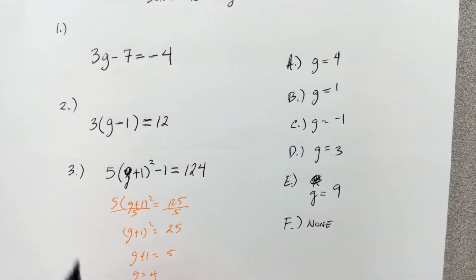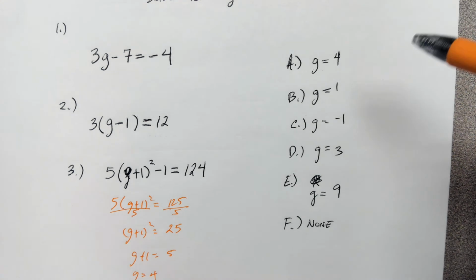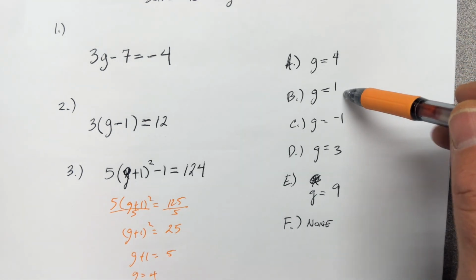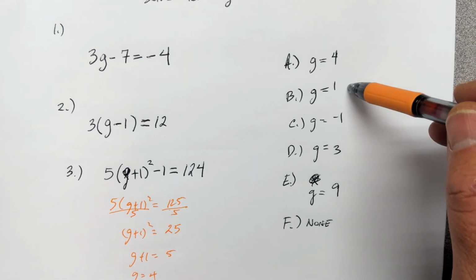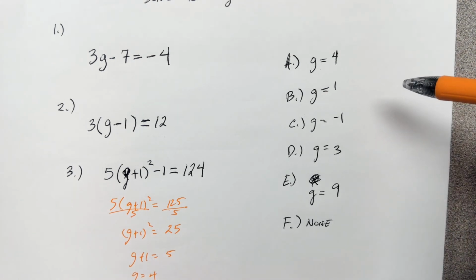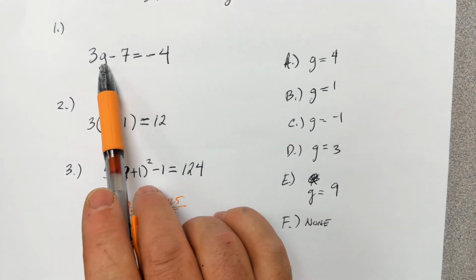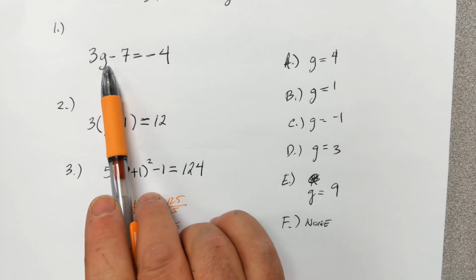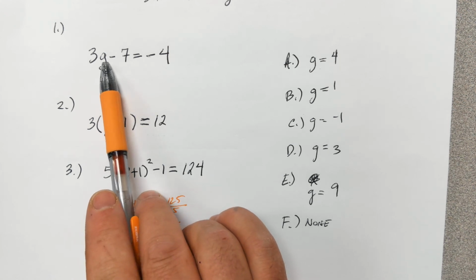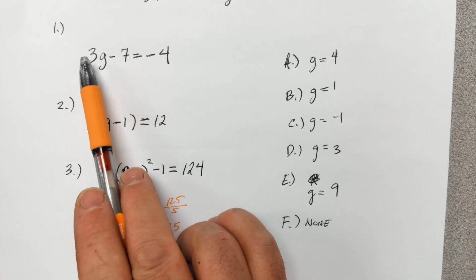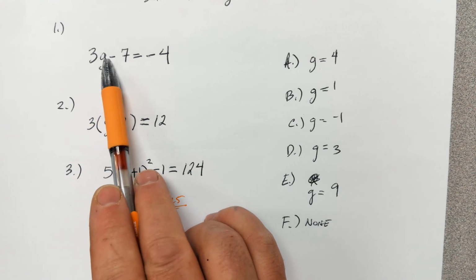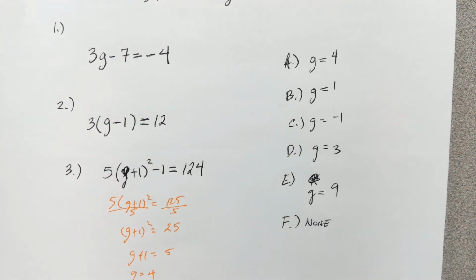Those are the rules of the game. Oscar, where do you think this goes? Yeah, where's it go? B goes into number 1. I know, I was being silly. I'm sorry. So he thinks that G is 1 for number 1. The answer is G equals 1 for number 1. And let's see. If G was 1, that would be 3 minus 7, and that does equal negative 4, so I agree.